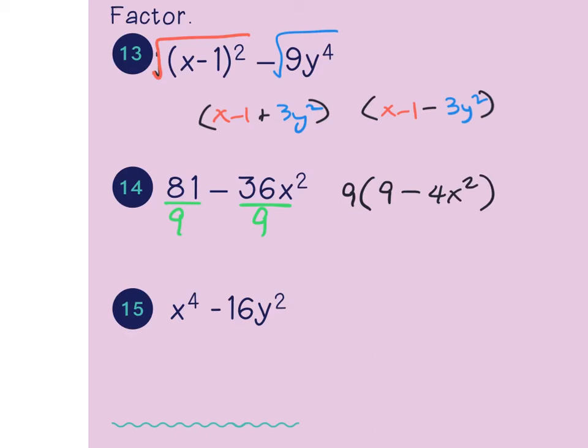I still have the difference of two squares in here, so I got to break it down. Let me write my GCF, get ready to set up my two binomials. Square root of 9 is 3. One's a plus sign, one's a minus. Square root of 4x squared, 2x, 2x. And now I'm done.